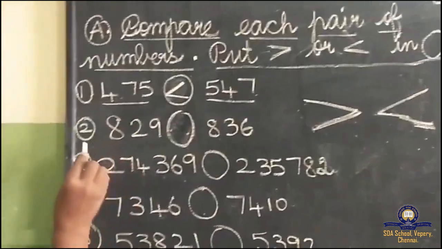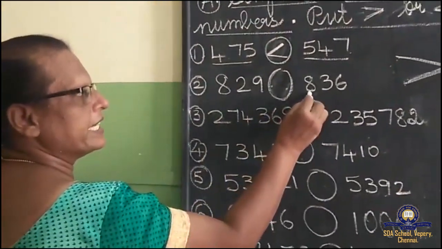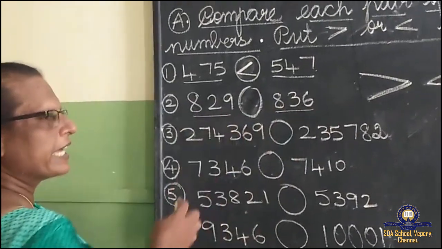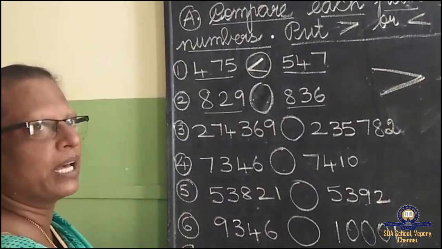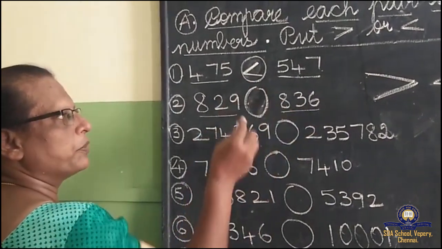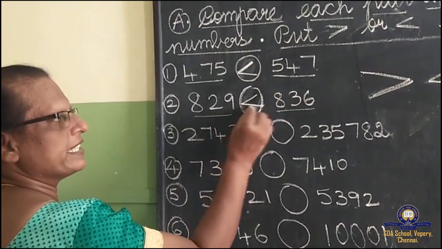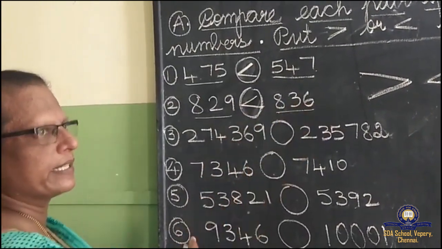Understood children? Likewise the second sum, 829 and here 836. Can you guess children which is greater number? Yes, 836 is greater number. So what sign we have to put? This. Okay children, 829 is lesser than 836.